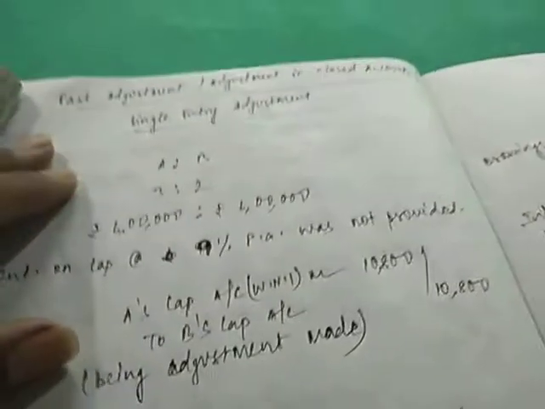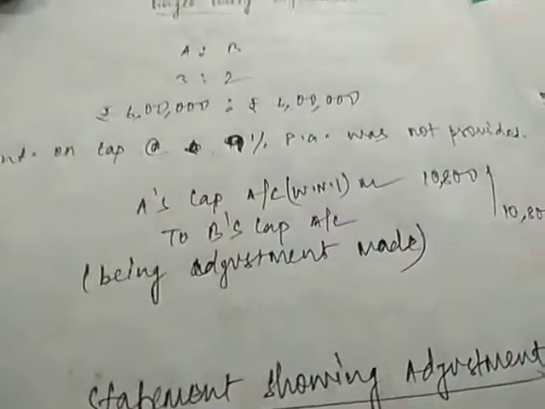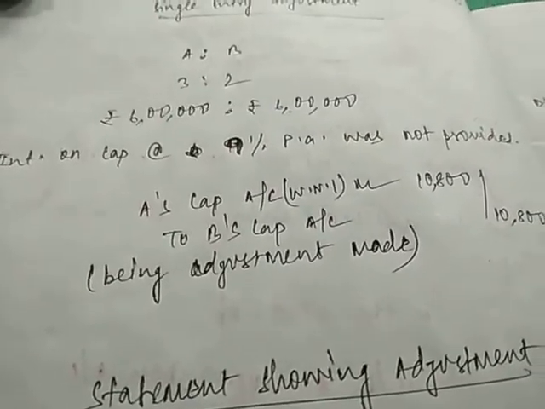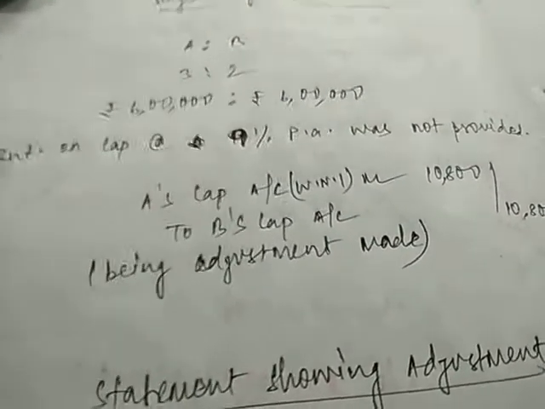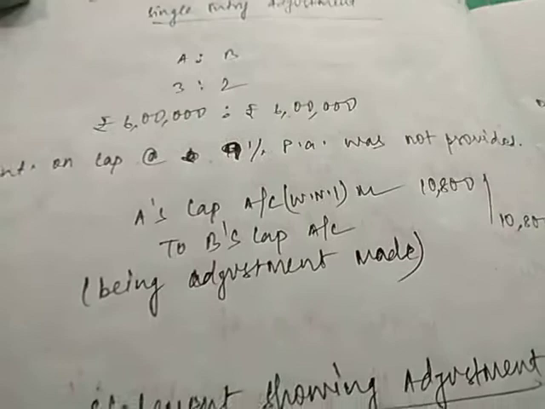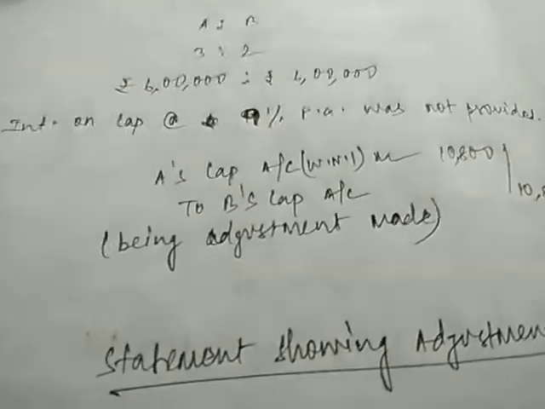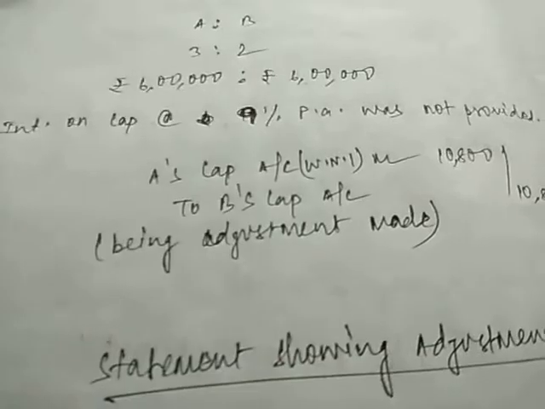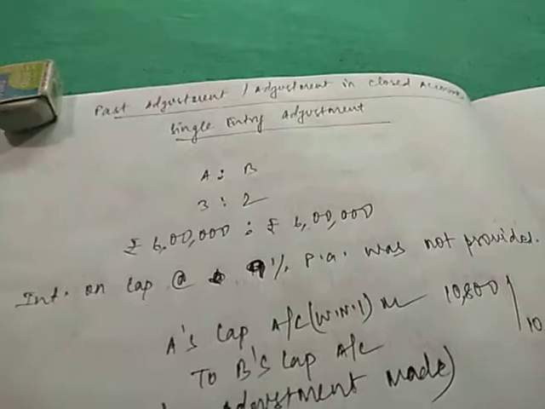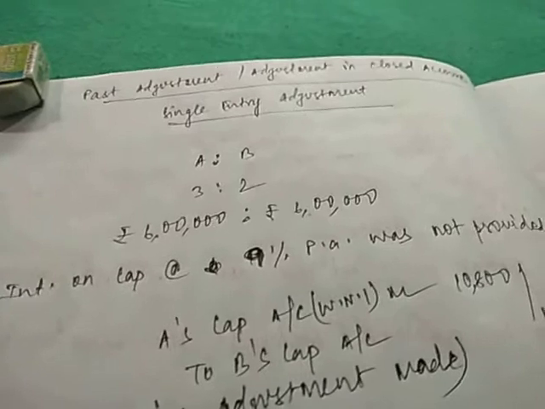Now, as the topic reads, adjustment in closed accounts, the accounts are closed. They have prepared the P&L appropriation account, the partners' capital accounts and the balance sheet, and the year is closed. Now we need to adjust it. If we go by the long process, we need to alter the profit and loss appropriation account, the partners' capital, and the balance sheet. So instead of such a long process, we can make the adjustment by means of a single journal entry.